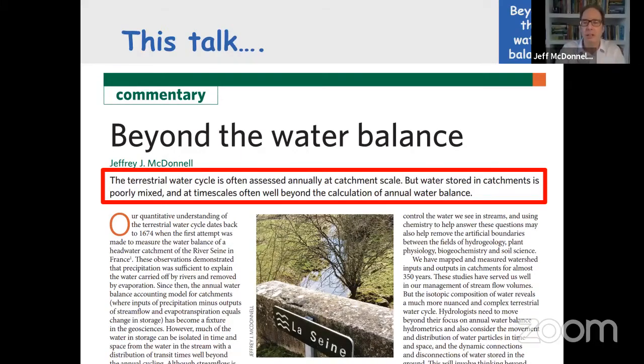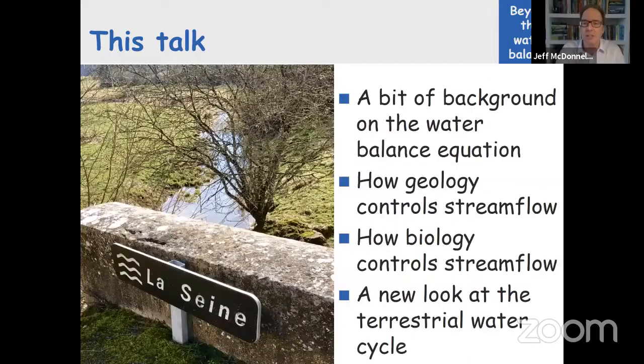So we'll start with a little bit of background on the water balance equation. We'll talk then about how geology and biology affect stream flow and influence the water balance, and then maybe some new ways to come at the terrestrial water cycle from a numerical modeling point of view. And again, I'm hoping to maybe tie to some themes that you've had already through the week.